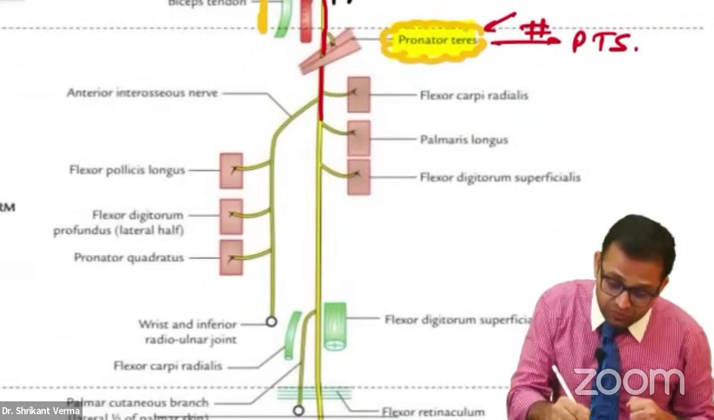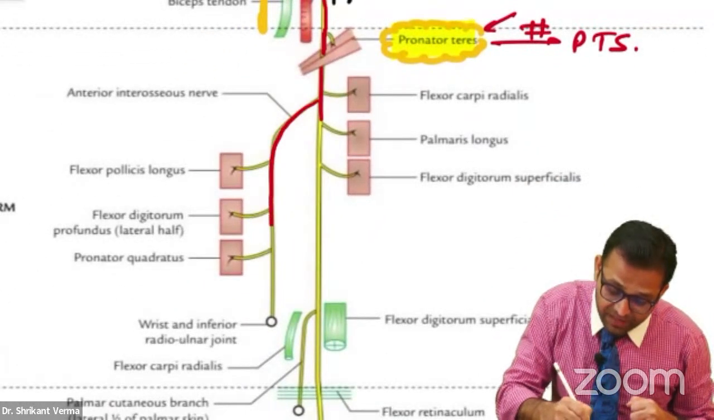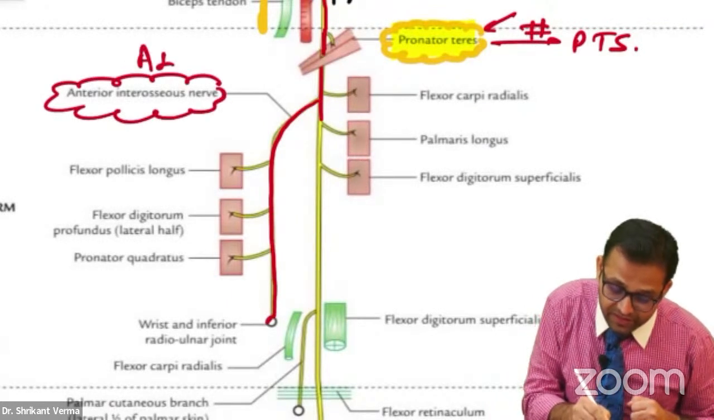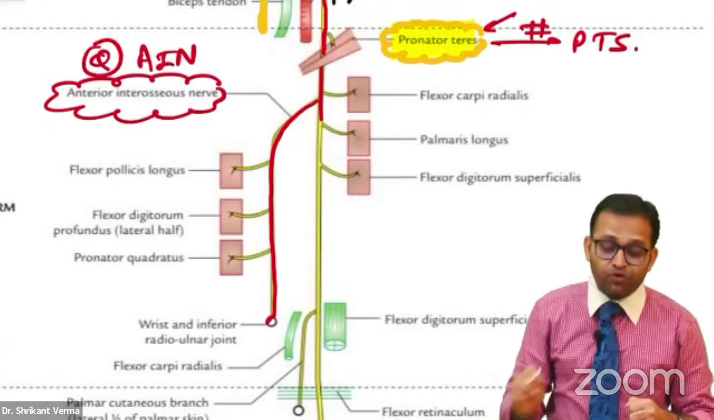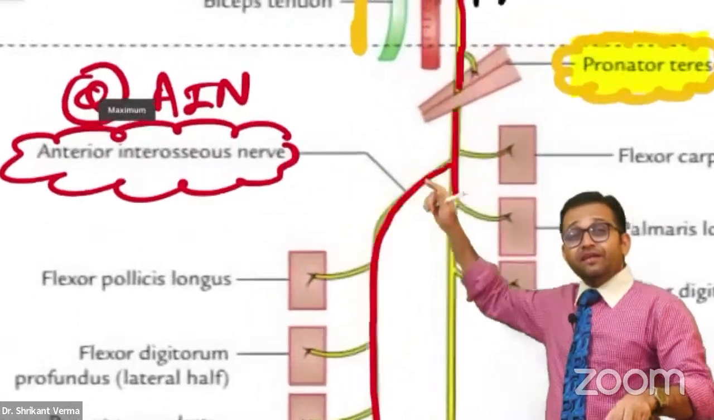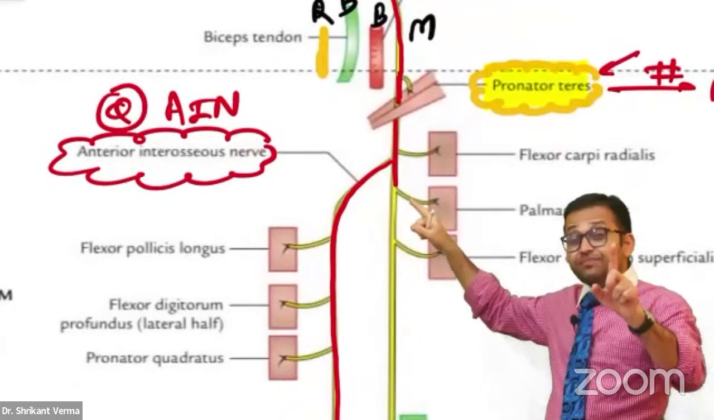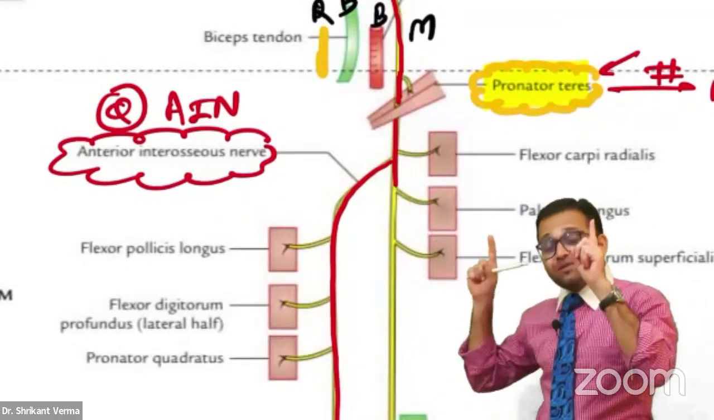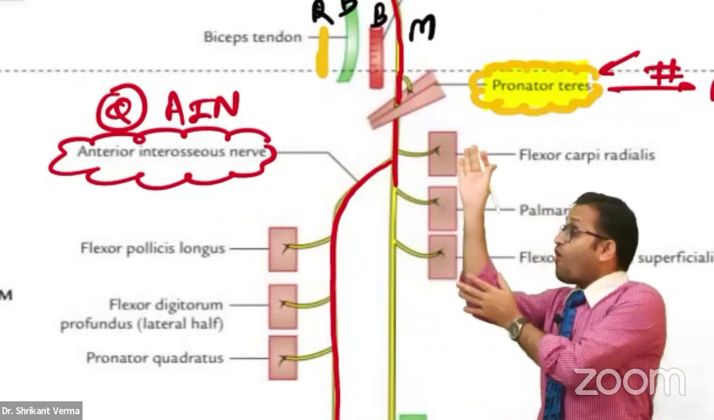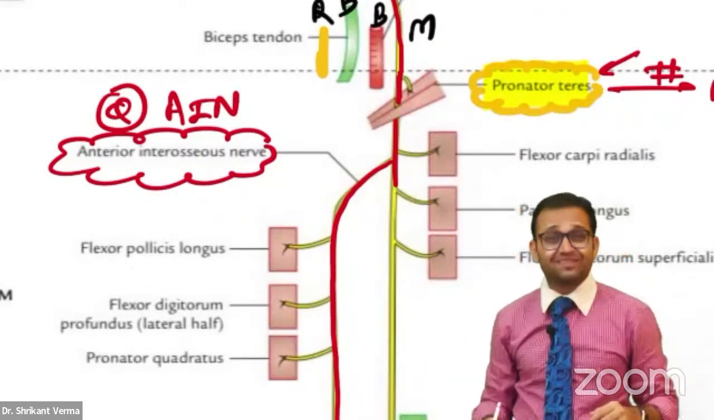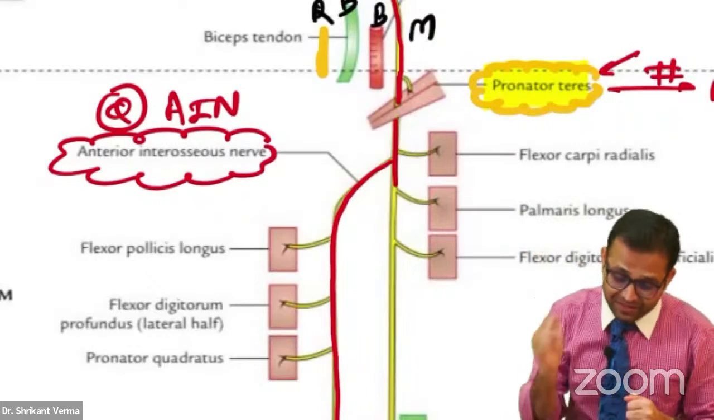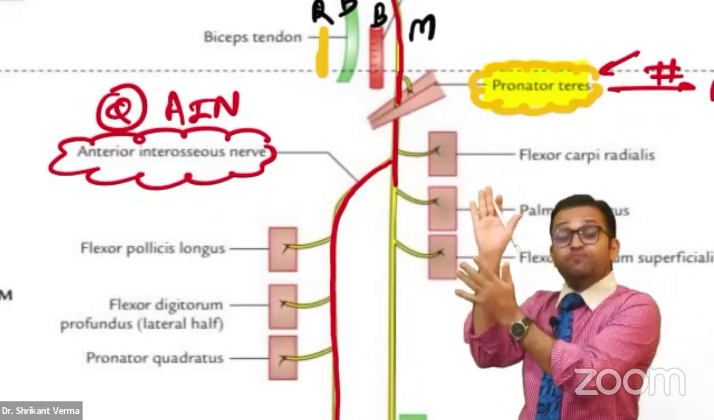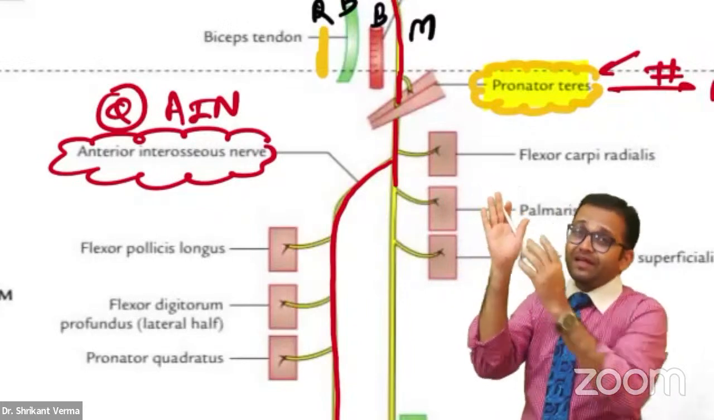Okay, now it is giving one deep branch, which is the anterior interosseous nerve. Remember this nerve, very important for your Viva and MCQ. Anterior interosseous nerve is nothing, sir, it is the deep branch of the median nerve. What will it do? It will supply all the deep muscles of the anterior compartment, the flexor compartment. Yes, all the muscles of the deep part of the anterior compartment.